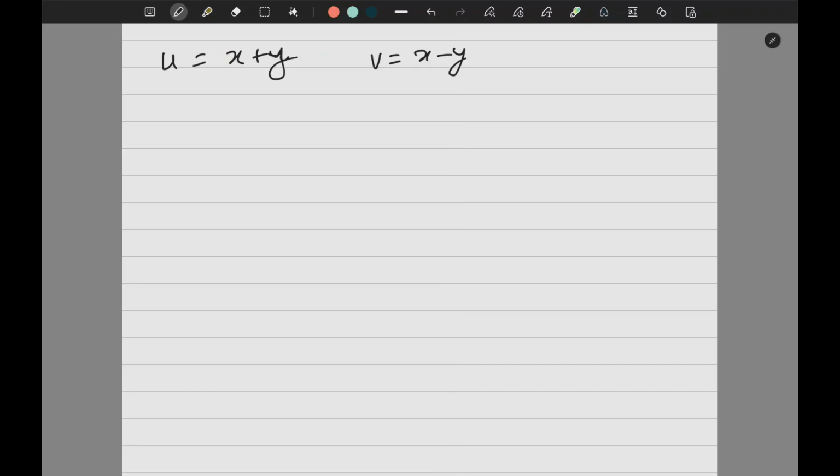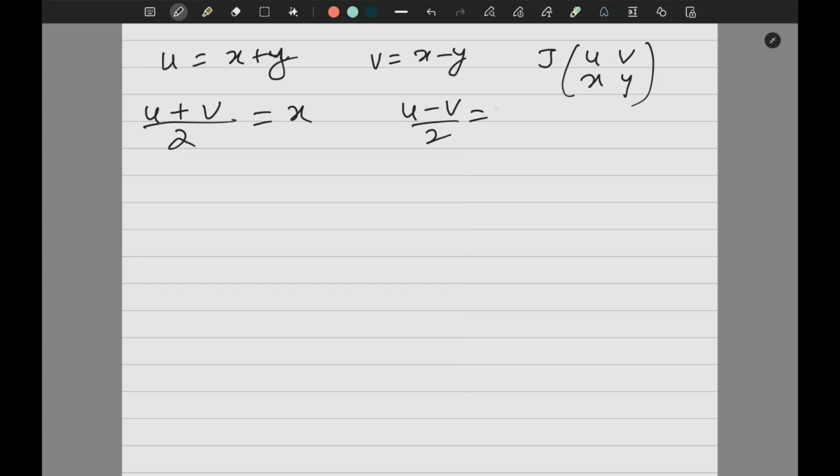Let me give you two more examples. You will solve it. I am just giving you a hint. U is equal to x plus y and v is equal to x minus y. So from here you find out j of u, v with respect to x, y. Now if you add these two relations, you will get u plus v upon 2 is equal to x, and u minus v upon 2 is equal to y. So this will give you x, y in terms of u, v. So again you solve it as usual. As in the previous question, you will get 1.